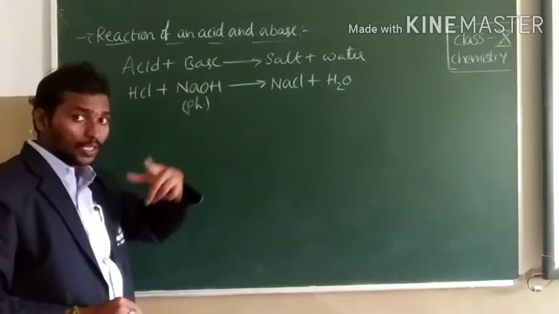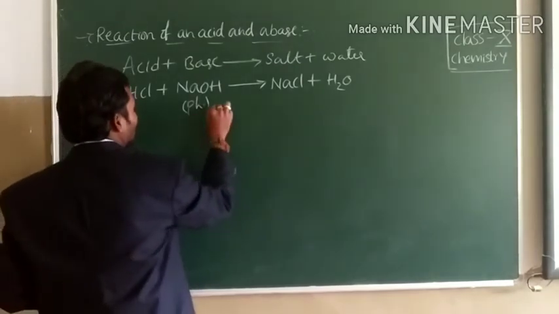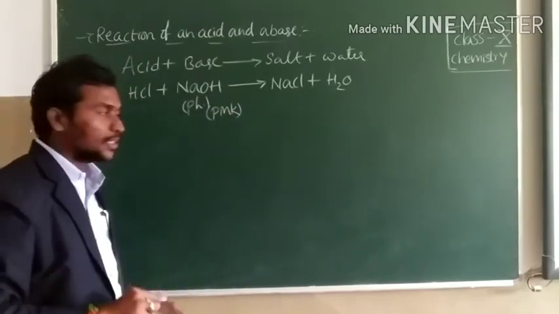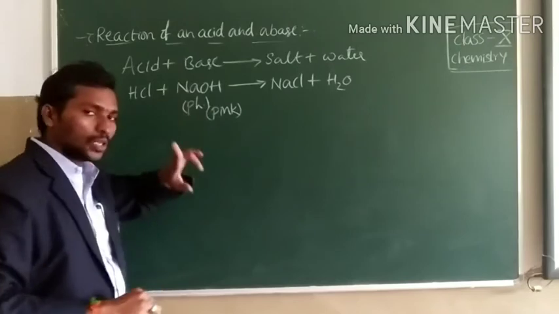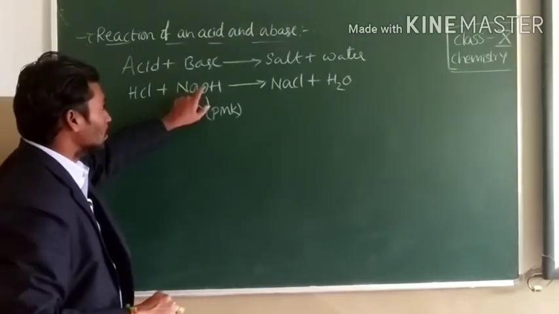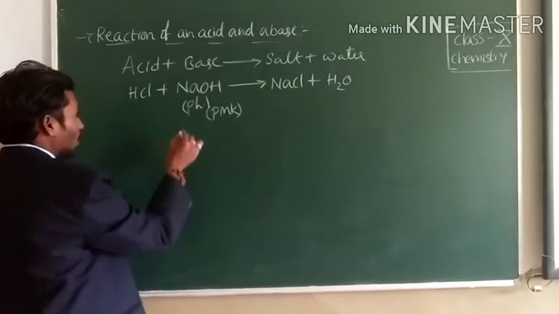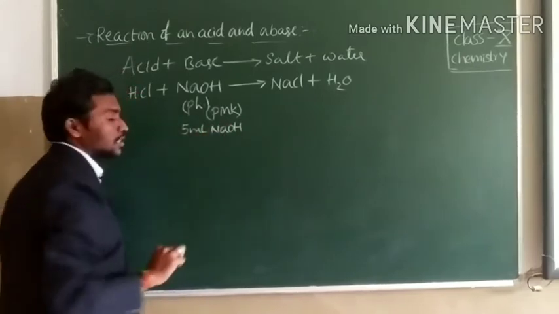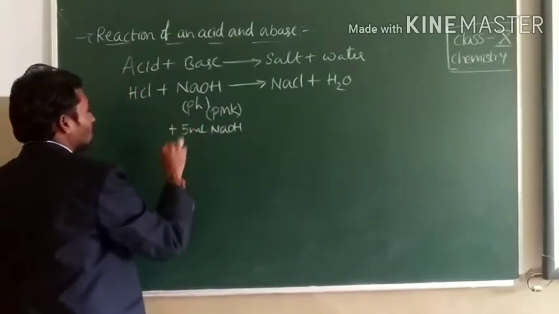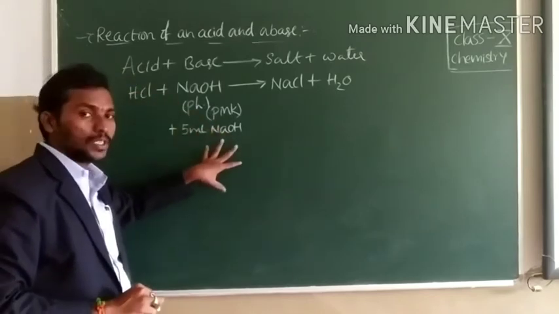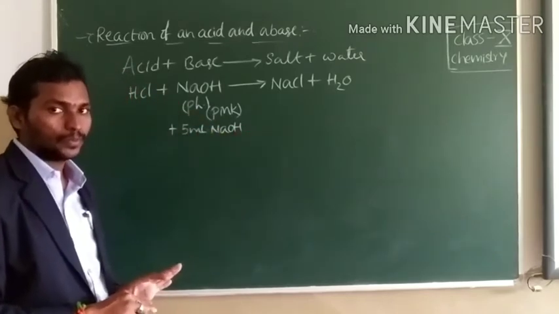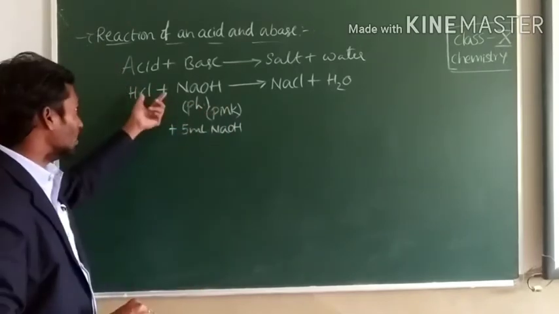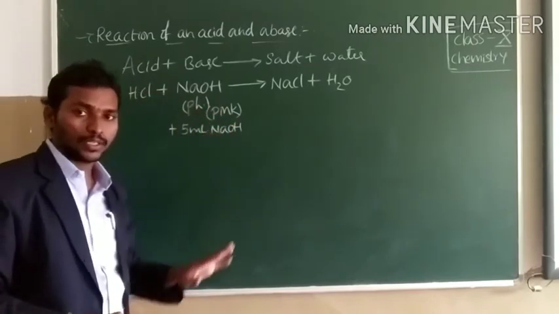So when we add a few drops of phenolphthalein indicator to the sodium hydroxide, which color does it change to? Pink color. For our convenience, let us add 2 drops of phenolphthalein indicator to the sodium hydroxide solution. We have taken 5 ml of sodium hydroxide solution, which is pink in color. And we are slowly adding hydrochloric acid dropwise. Initially there is no change in the pink color, but after some time the color changes to colorless.